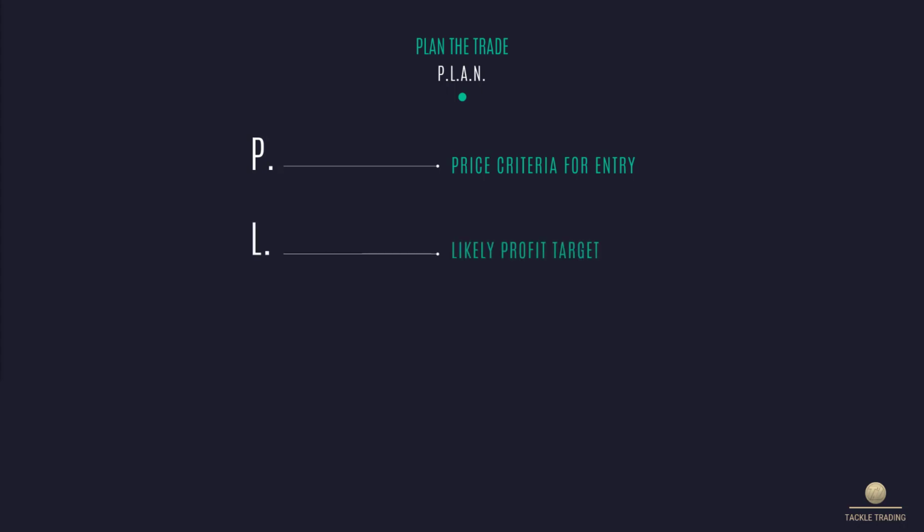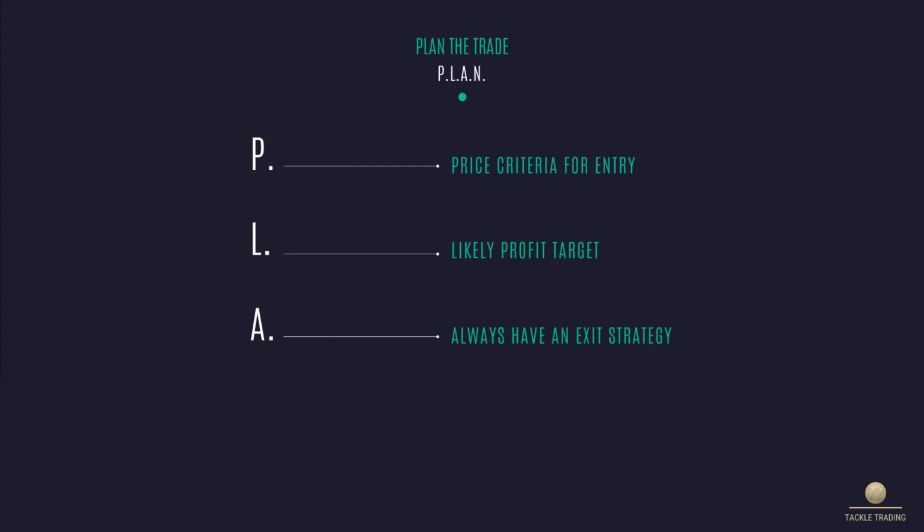The L stands for your likely profit target. Higher highs, higher lows, old areas of support and resistance, Fibonacci levels, moving averages, significant whole numbers. What's that profit area that you are targeting, so that you know where you want to lock in?